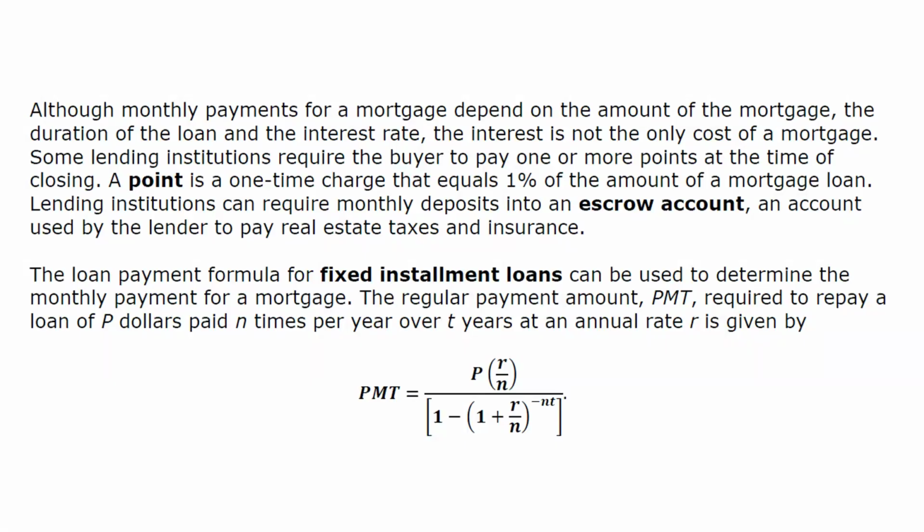The loan payment formula for fixed installment loans can be used to determine the monthly payment for a mortgage. The regular payment amount, PMT, required to repay a loan of P dollars, paid N times per year over T years at an annual rate R, is given by this formula. We are going to use this formula to determine the monthly payments for this loan amount, which is a fixed installment loan.